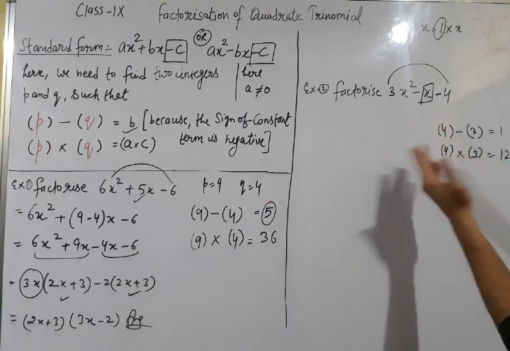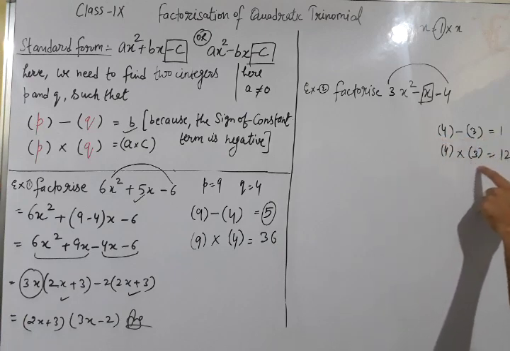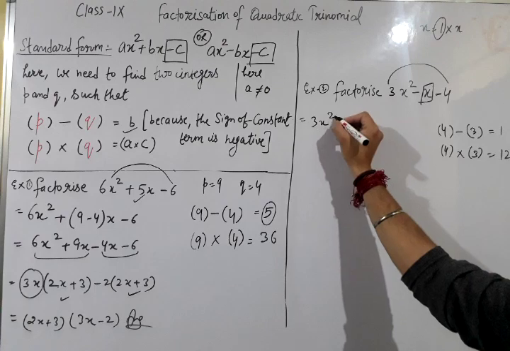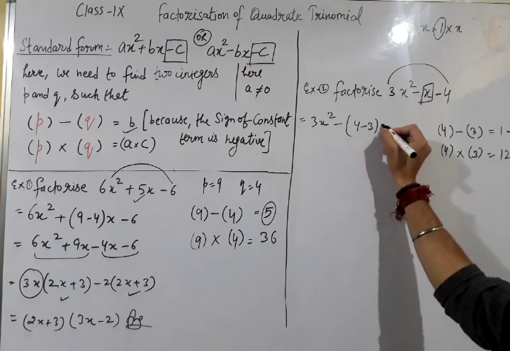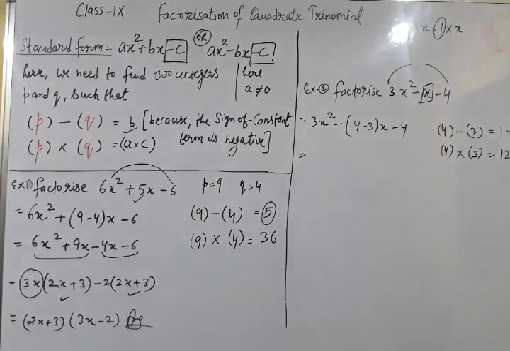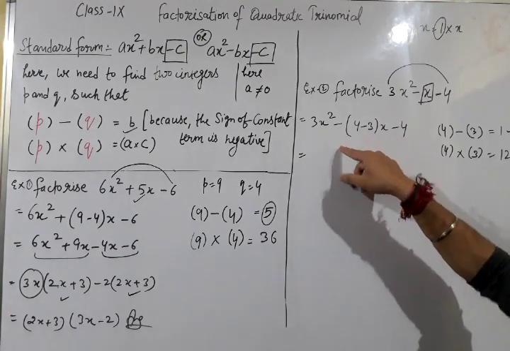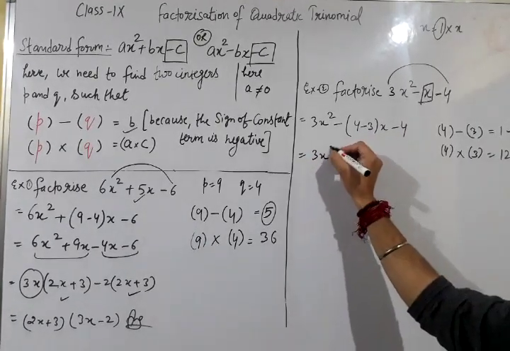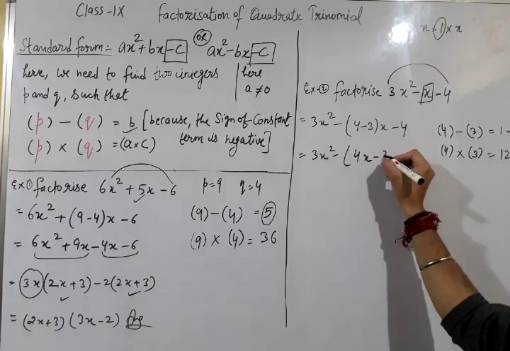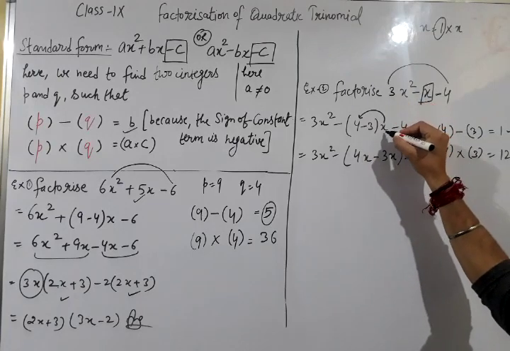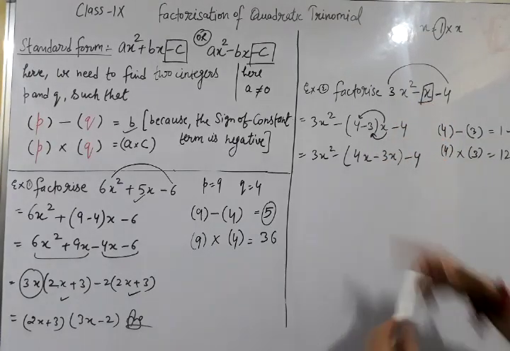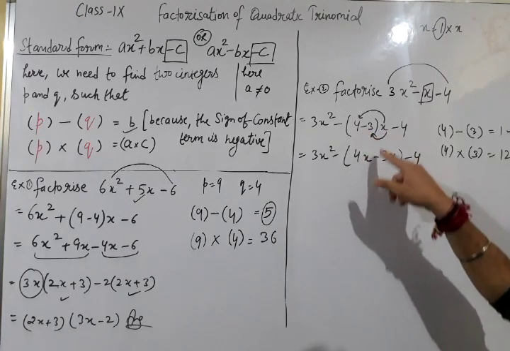So check it once again. 4 minus 3 is equal to 1. 4 multiplied by 3 is equal to 12. What will we do next? We will split the middle term. So start the solution. 3x square will be the same, minus will be the same. Here 1 can be written as 4 minus 3, into x, minus 4. We will not open the bracket first. First we will multiply it by x. 3x square minus 4 into x, 4x, minus 3 into x, 3x, and then minus 4.